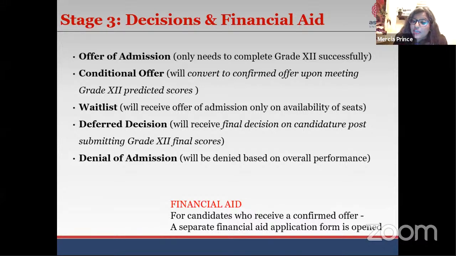If you get a confirmed offer, then a separate financial aid application form is open, and you can apply for financial aid.